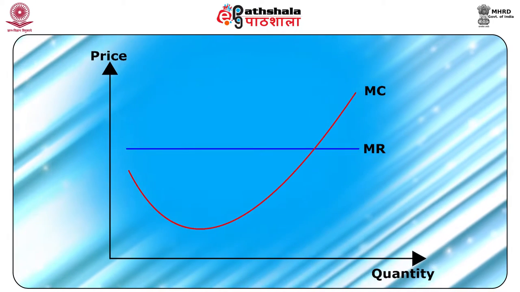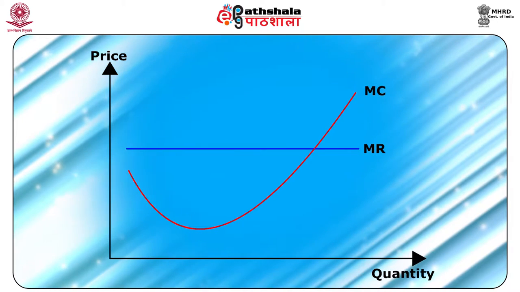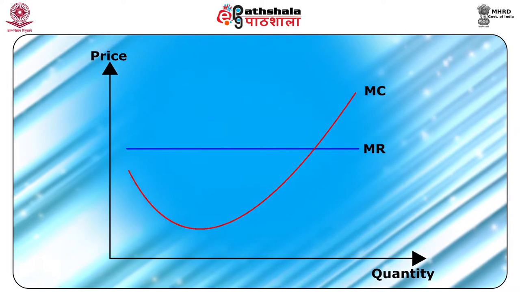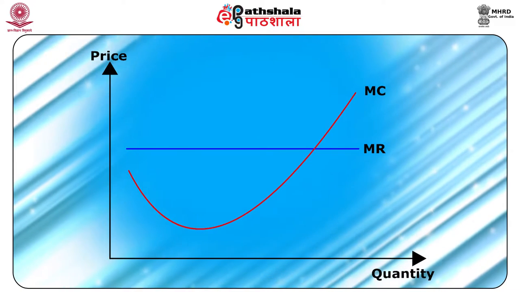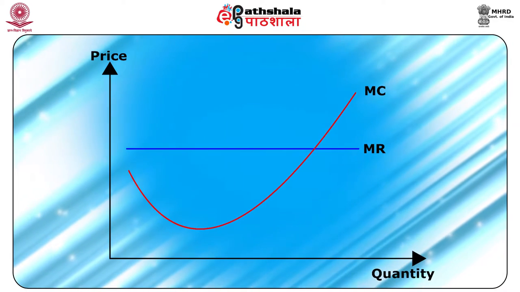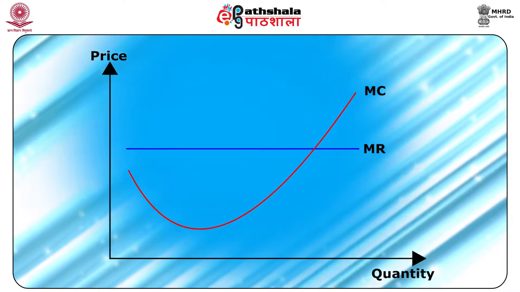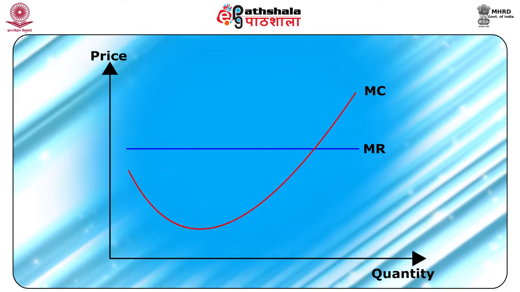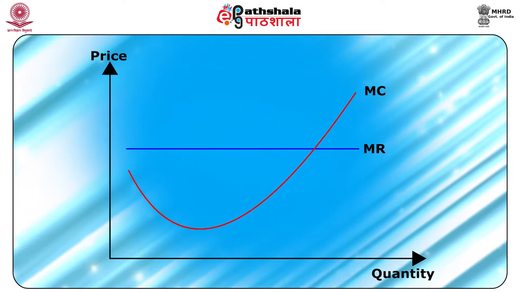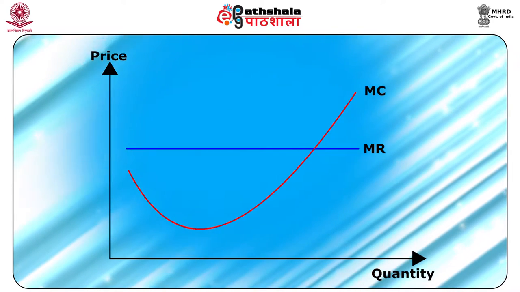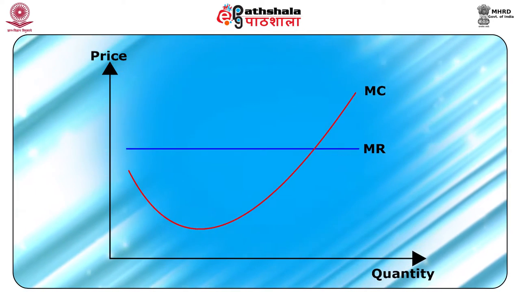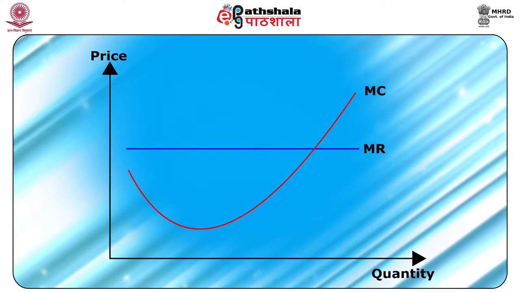To the left of this point, where the output is, let us call it Q, you would notice that the marginal revenue, the blue curve, is lying above the marginal cost curve. Therefore, as we increase the quantity produced, the marginal cost would rise, but still, as long as the marginal cost remains below the marginal revenue, there is a producer surplus, the difference between the marginal revenue and the marginal cost. That is, on each unit, the producer is getting a surplus of revenue over cost.